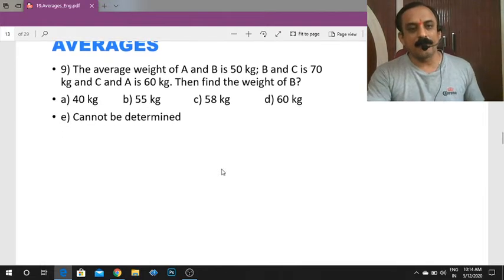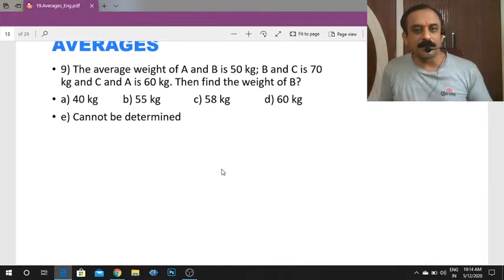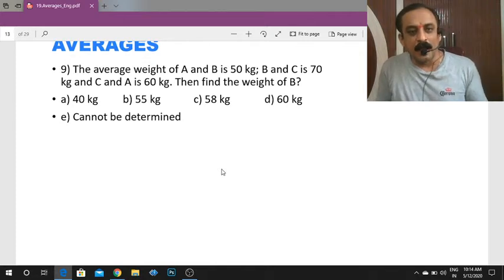Next question. The average weight of A and B is 50 kg, B and C is 70 kg, and C and A is 60 kg. Then find the weight of B. Kavya, 81.5 is not the right answer. 80 kg only.